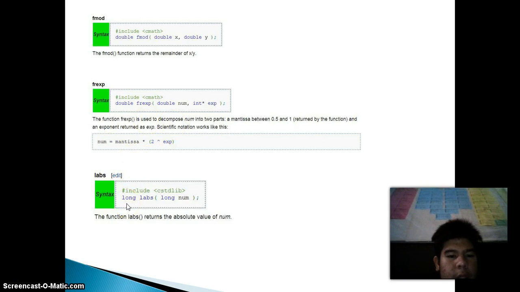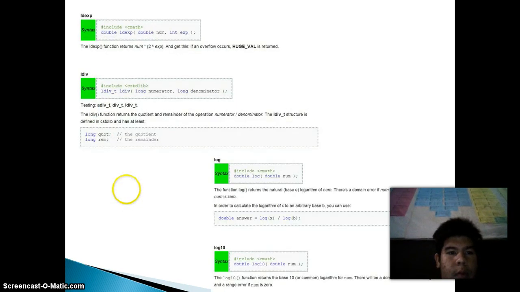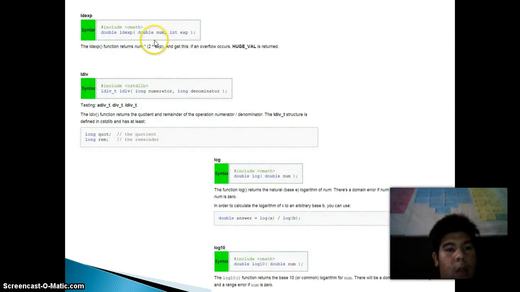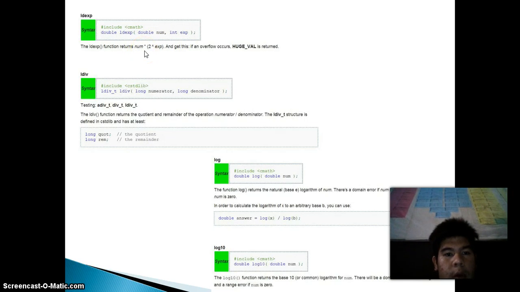The labs. The function labs returns the absolute value of num. Here's the syntax. Next is ldexp. It returns num times 2 to the power of the exponent. If an overflow occurs, a huge value is returned.